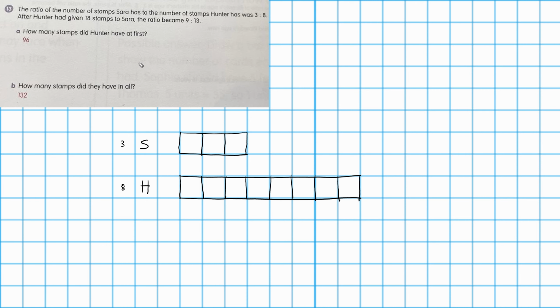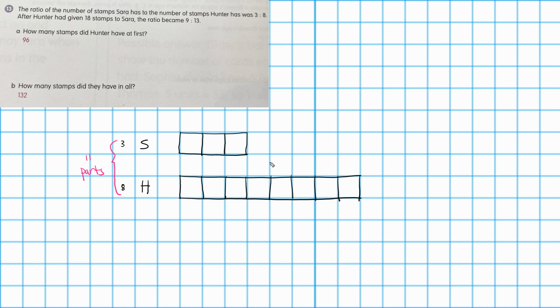Now, there's 2 things that I want to point out here that are useful to know. One is that if you add the number of parts together, looking at the beginning scenario, 8 plus 3, well, that's how many parts? 8, 9, 10, 11. There's 11 parts in this beginning scenario.